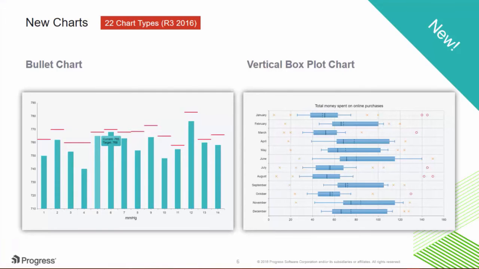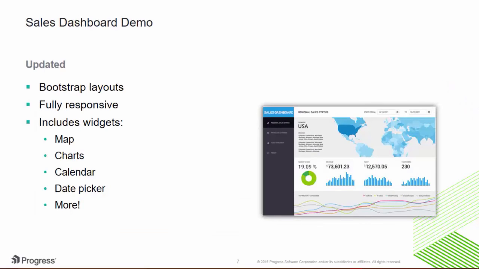In this release, we've added the new bullet chart and vertical box plot chart. This makes 22 unique chart types available for UI for AJAX. The bullet chart is a variation of the bar chart, which you can use as a replacement for dashboard gauges and meters. The vertical box plot is similar to the standard box plot and useful for comparing distributions between different sets of numerical data.